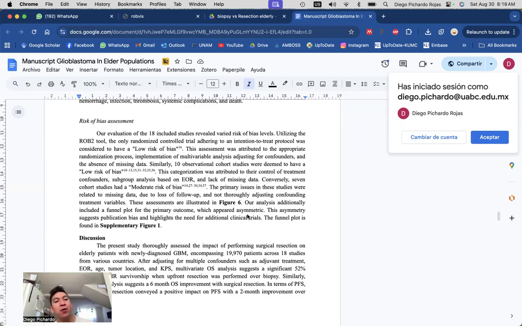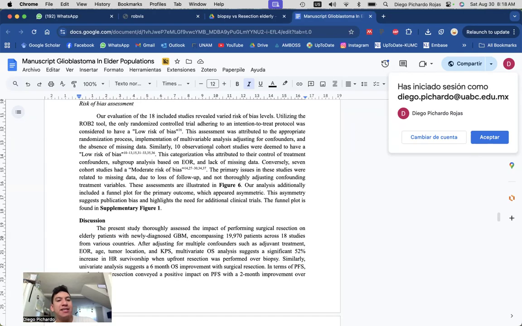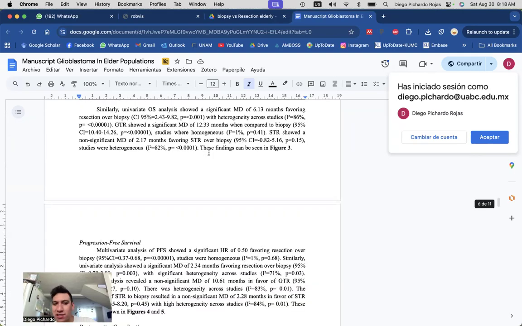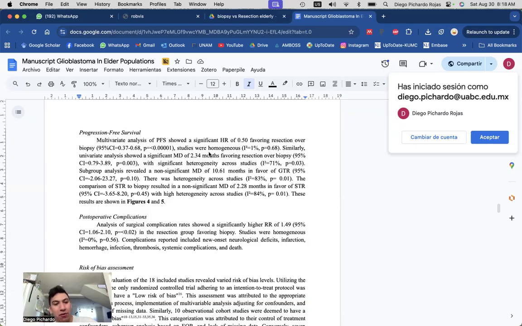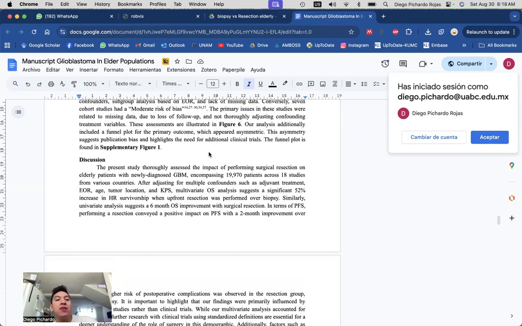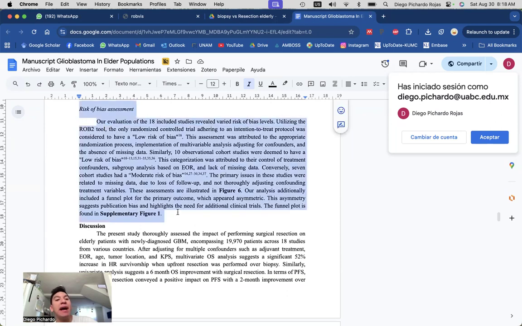So, as an example, this is one of the manuscripts that we recently got published at the Journal of Neuro-Oncology, in which you can see that after all of the cool stuff like the data analysis, which we will review next week when we do a class on how to use Review Manager, there's also a paragraph on the risk of bias.